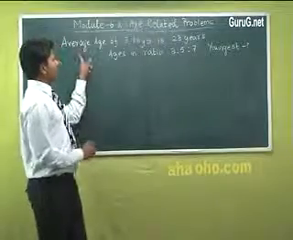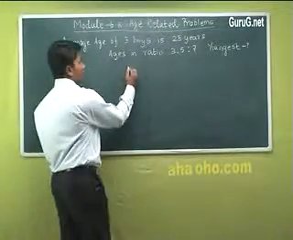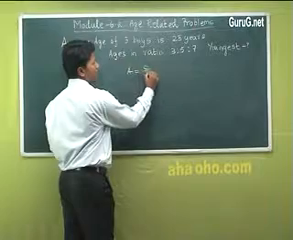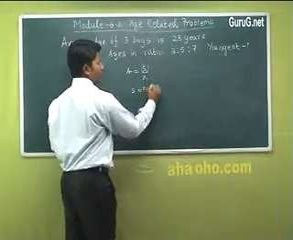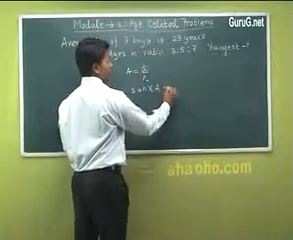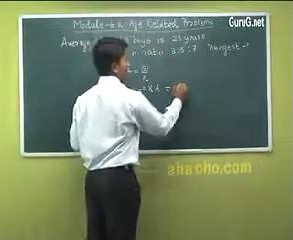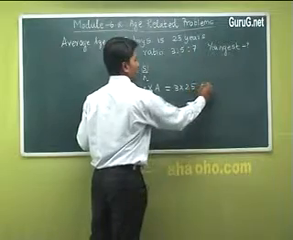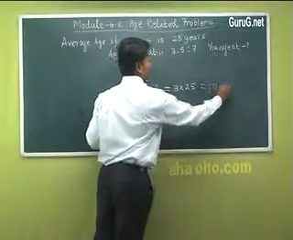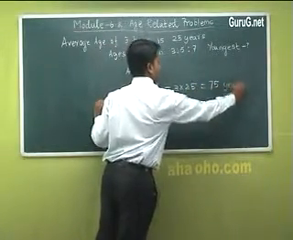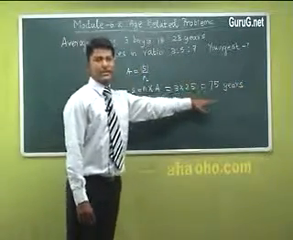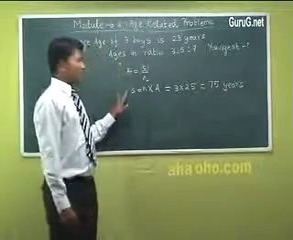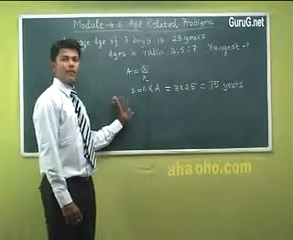First step, it is given the average age of 3 boys. So average is equal to sum by n. From this you can find S. S is equal to n into A. N here is 3 boys. Average is 25. So 75 years. So the sum of all the 3 ages of the boys is 75 years. This is found using the formula for average.